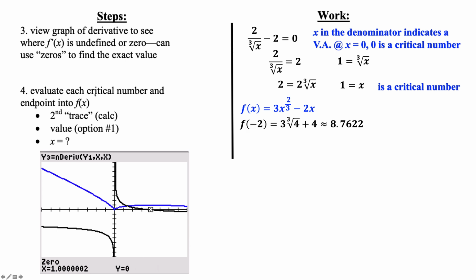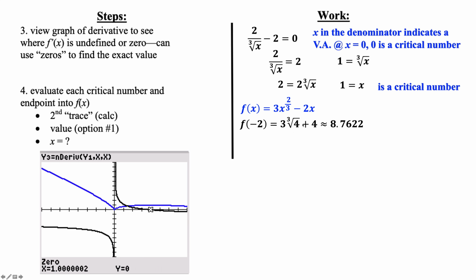All right, so part 4, evaluate each critical number and endpoint. So we start with our function. This is how we used to do it by hand. You plug in the -2. Okay, -2 squared, that's the x squared, is 4. Then we're going to take the cube root of 4. -2 times the -2 is a +4.